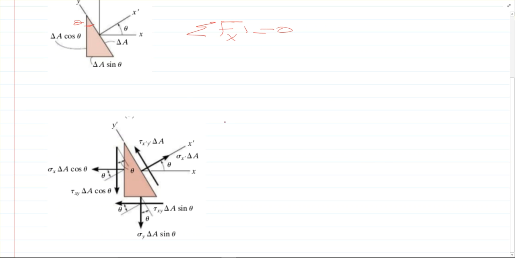So let's start. First we have sigma x dash delta A. That's the first force along the x dash. Then we have opposite to it sigma x delta A cos theta, but we have to multiply by the transformation angle cos theta, so that it's along this new plane, but opposite. So we're going to have sigma x delta A cos theta. Now all of this is the force, and we transform the force by multiplying by cos theta. Now we have the force that's opposite to sigma x dash.